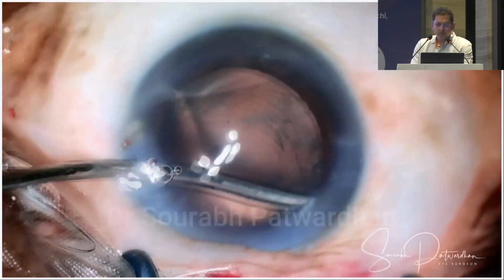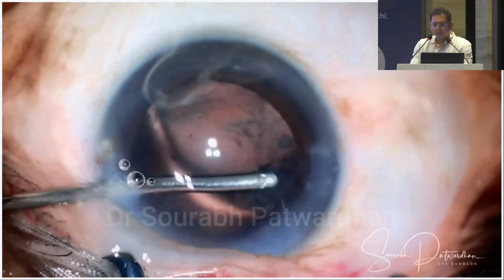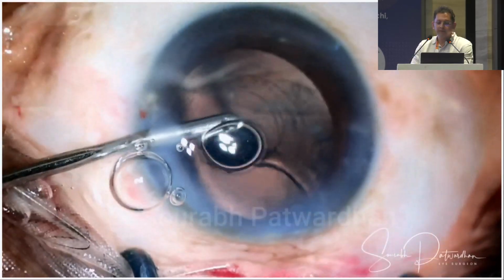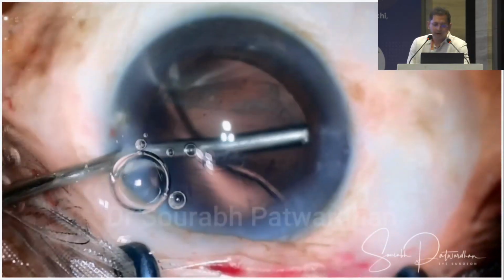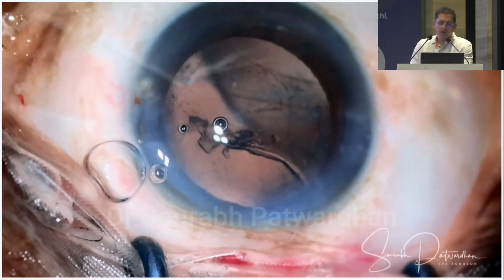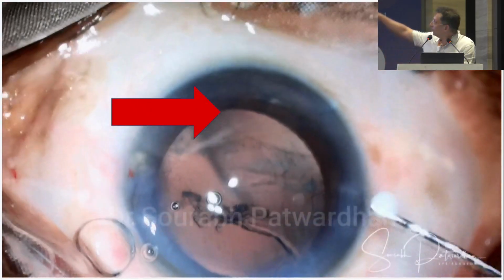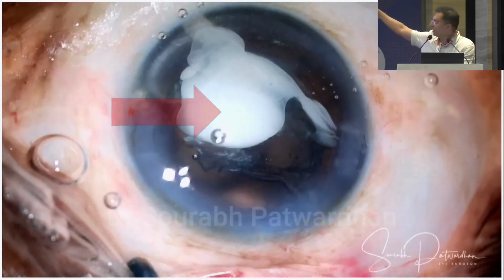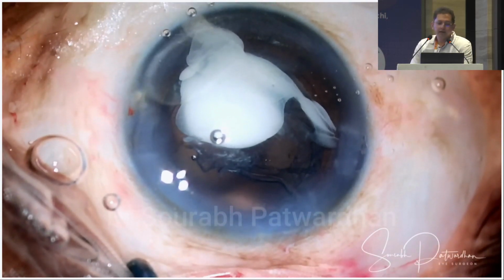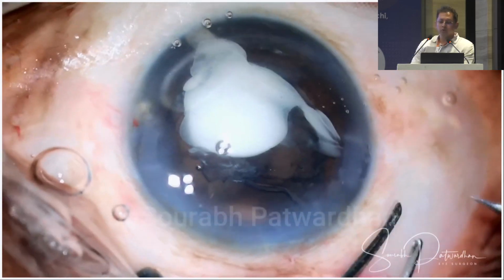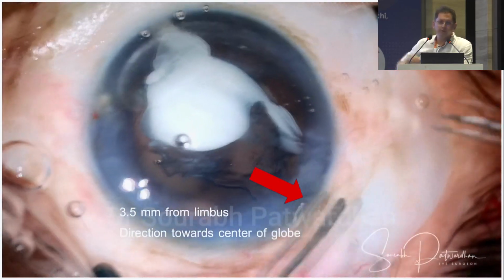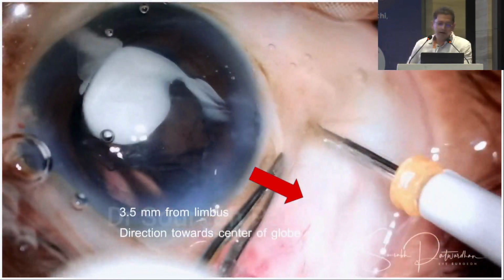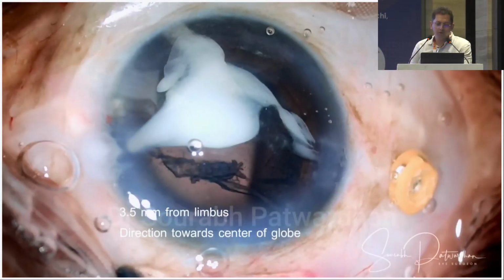So this was a case where there was a PC rent. I am doing here what is called dry aspiration. I am not using any irrigation and am trying to take out the cortex which is remaining. You can see that there is a large peripheral PC rent, and there was a vitreous prolapse from that side. Now approaching from the anterior route sometimes becomes a little bit difficult because it's in the far periphery, and invariably you will end up damaging more of the posterior capsule.